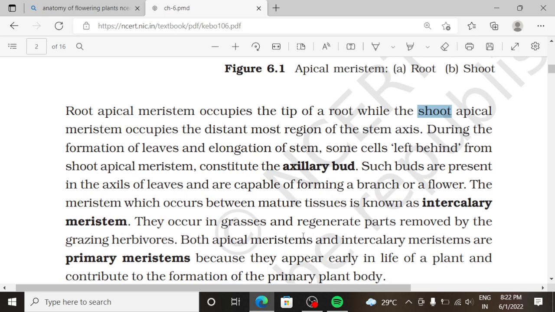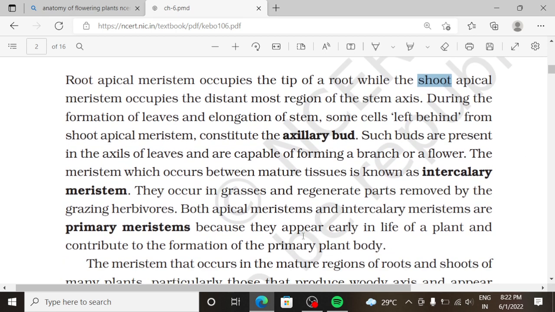Root apical meristem occupies the tip of a root, while the shoot apical meristem occupies the distantmost region of the stem axis. During the formation of leaves and elongation of stems, some cells left behind from shoot apical meristem constitute the axillary bud. Such buds are present in the axils of leaves and are capable of forming a branch or a flower. The meristem which occurs between mature tissues is known as intercalary meristem. They occur in grasses and regenerate parts removed by grazing herbivores.